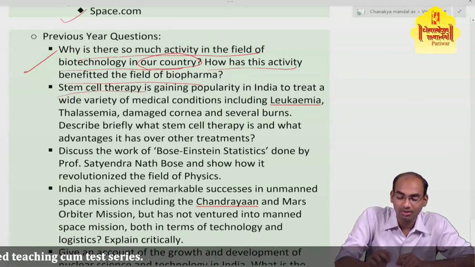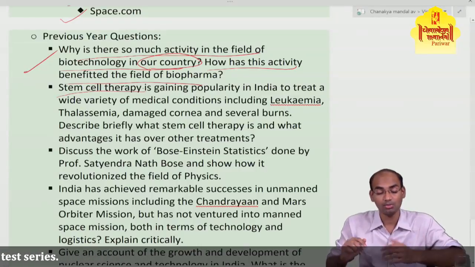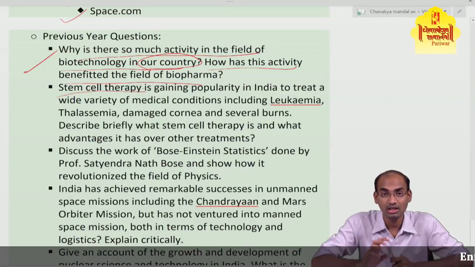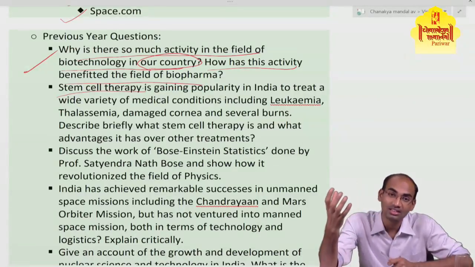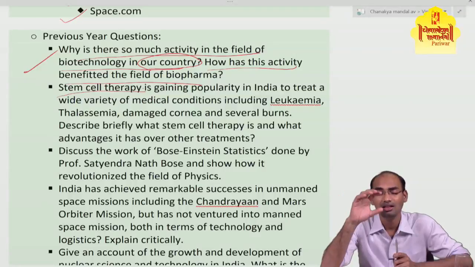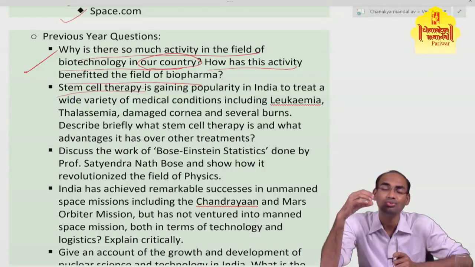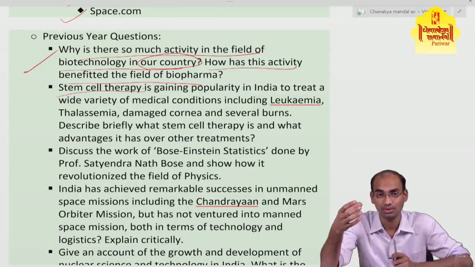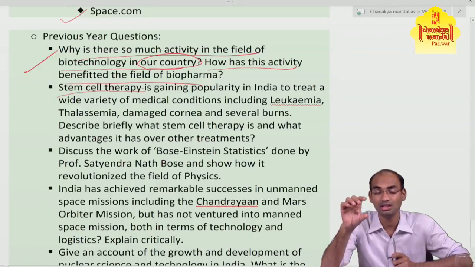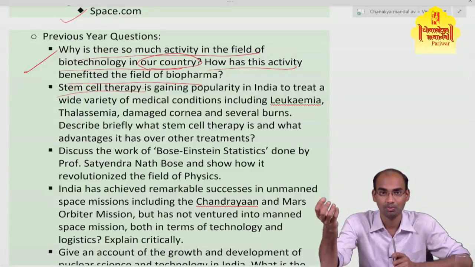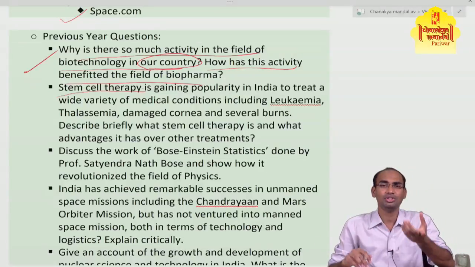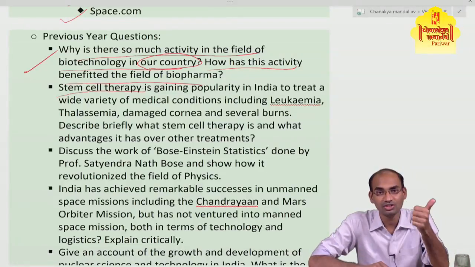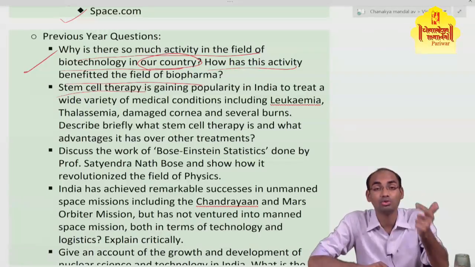Then they have specifically asked a question about stem cell therapy. What is stem cell therapy? How can it be used? In what areas can it be used? You have to detail this. This question is quite easy if you know the concept of stem cell therapy. If you have read about it, you can easily understand in what areas it can be used. What will fetch you more marks? First, your presentation skill and the number of points that you can make.